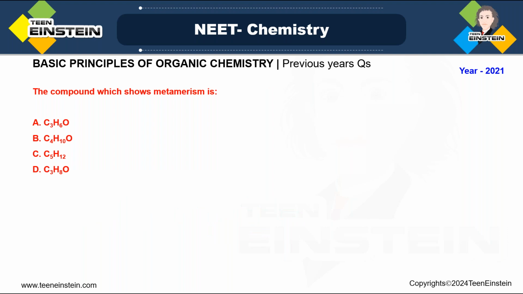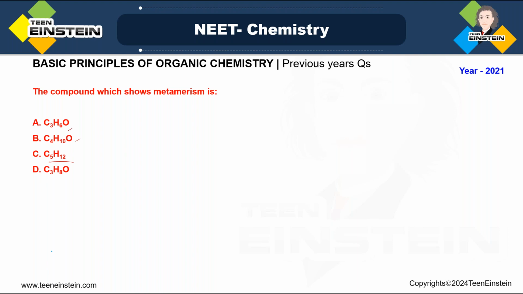The compound which shows metamerism. Now, what is metamerism? Here in the options, we have some carbon, hydrogen, oxygen compounds. Only in option C, we have a hydrocarbon. But the rest of the three contain carbon, hydrogen, and oxygen.